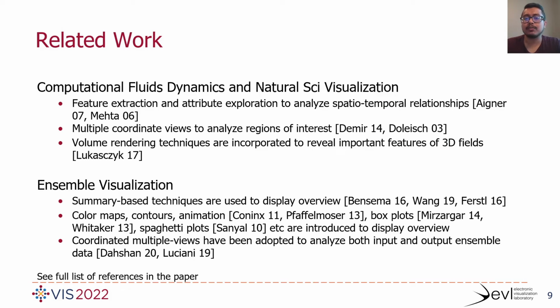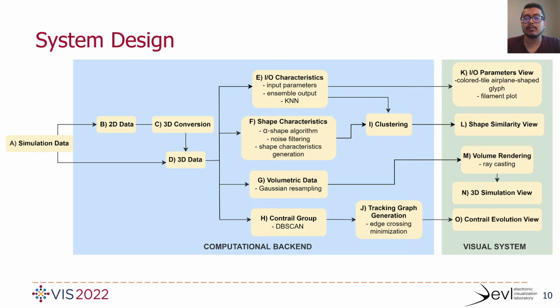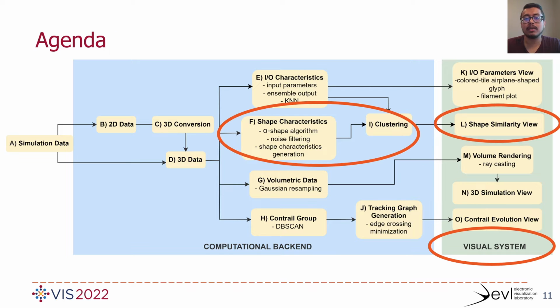There is a large body of related work described in the paper. However, we handle a new problem with different challenges, including softly defined features, large data, many parameters, and detailed ensemble members. Our overall system consists of a complex computational backend and a visual frontend. Due to time constraints, today I will only talk about the contrail formation, the contrail shape analysis, and a few aspects of the visual frontend.